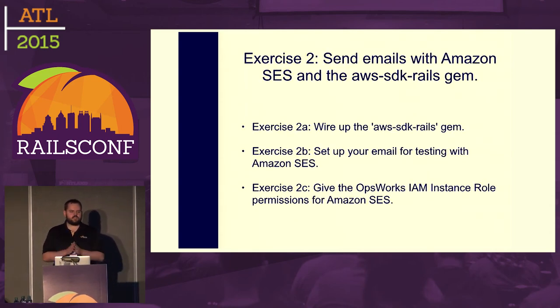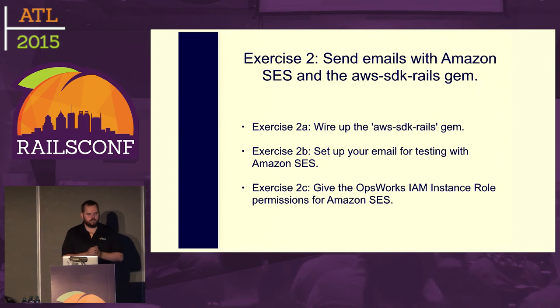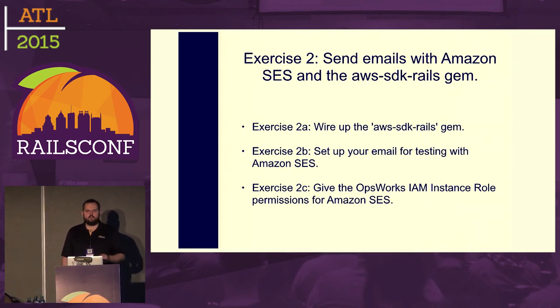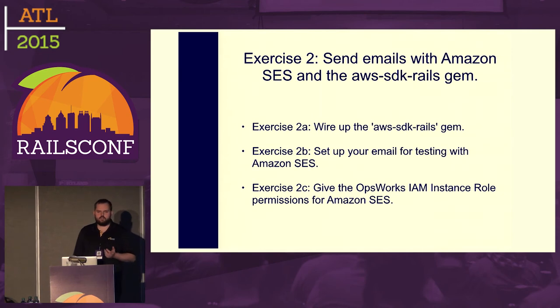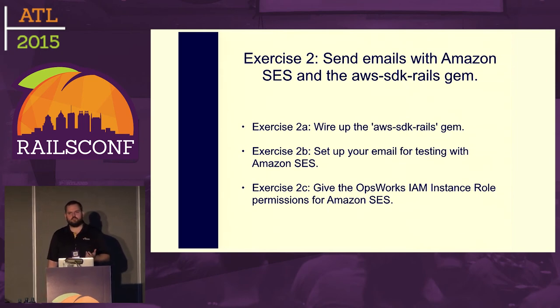So the next exercise is sending emails using Amazon SES and the new AWS SDK Rails gem. So the sub-exercises here are doing the configuration necessary to run the AWS SDK Rails gem, verifying an email so that you can send to and from mail for that with SES. And then we're going to talk about how we configure an OpsWorks IAM instance role profile so the SDK has permissions to use Amazon SES to deliver your mail.